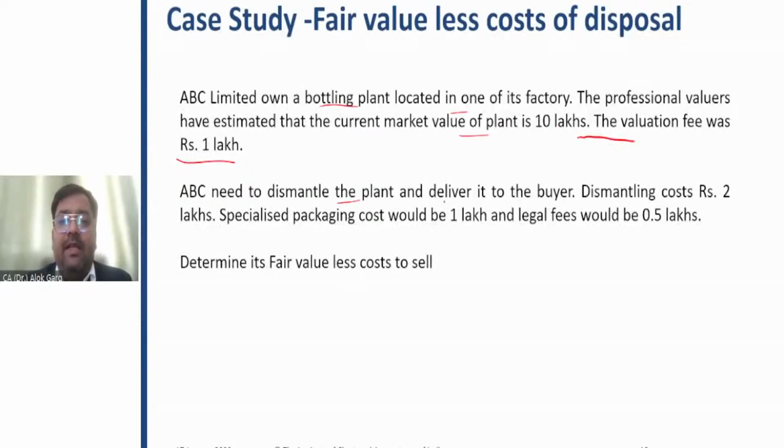ABC needs to dismantle the plant and deliver it to the buyer. So the company has to dismantle the plant and deliver the entire plant to the buyer. Dismantling cost is rupees 2 lakh. There should be a specialized packaging cost because it's a plant. It would be 1 lakh rupees. And the legal fee would be 0.5 lakh rupees, 50,000 rupees. Determine its fair value less cost to sell.